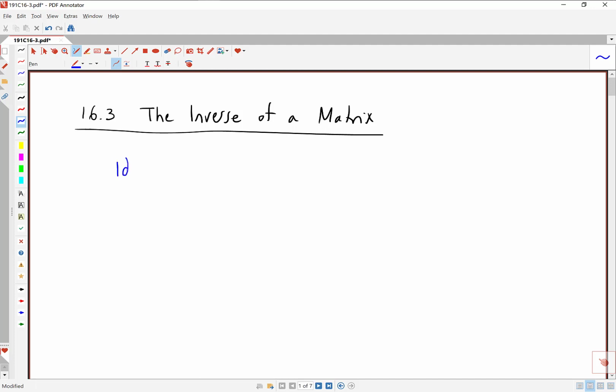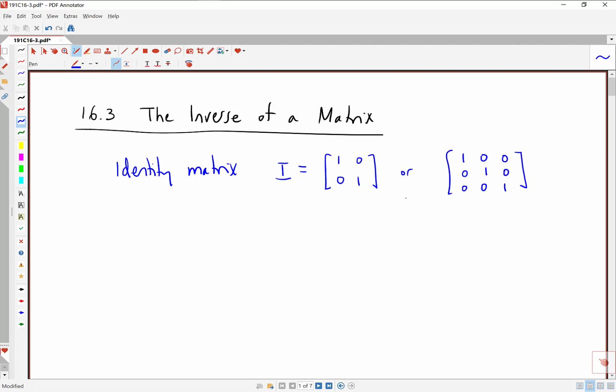First thing we can talk about is the idea of the identity matrix. We'll write this I, and if we're talking about 2 by 2 matrices, then the identity matrix looks like 1, 0, 0, 1. Or if we were talking about 3 by 3 matrices, then I would look like this. It would have ones along the diagonal and zeros everywhere else. So both of those are examples of the identity matrix, just depending on whether we're talking about 2 by 2 or 3 by 3 matrices.